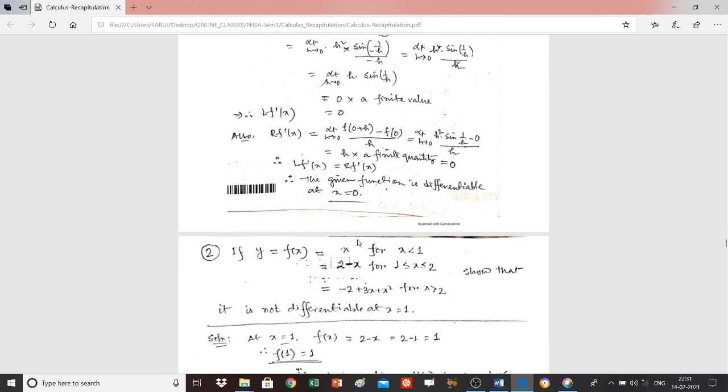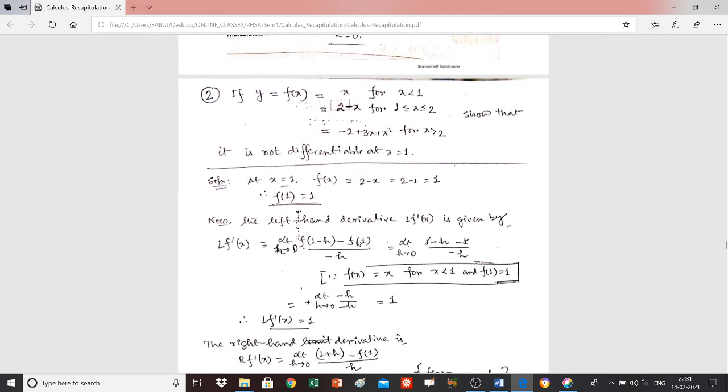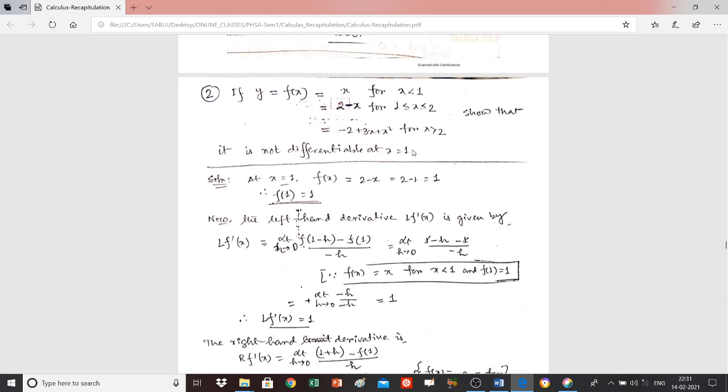Now another function: y is equal to f(x), that is equal to x for x less than 1, and equal to 2 minus x for 1 less than or equal to x less than or equal to 2. Another definition is there: f(x) is also equal to minus 2 plus 3x minus x square when x is greater than 2. Then show that it is not differentiable at the point x is equal to 1.